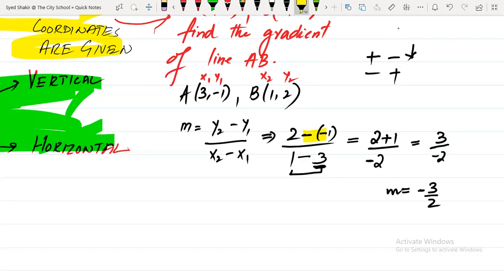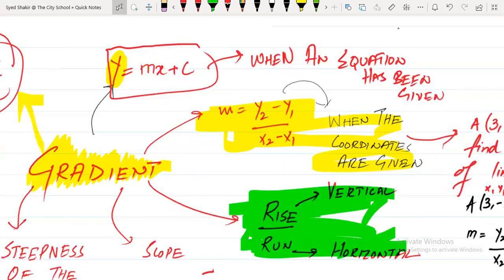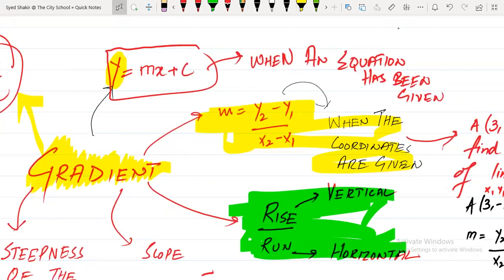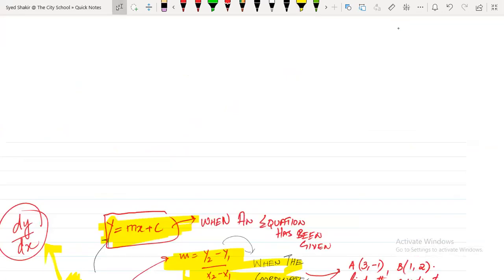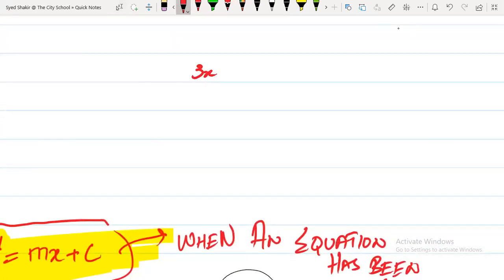So this is the way to find the gradient when coordinates are given. This is the second method of finding the gradient. Now the third one: how to find the gradient when a linear equation has been given. For example, 3x minus 2y minus 3 is equal to 1. The examiner is asking you to find the gradient of this line.